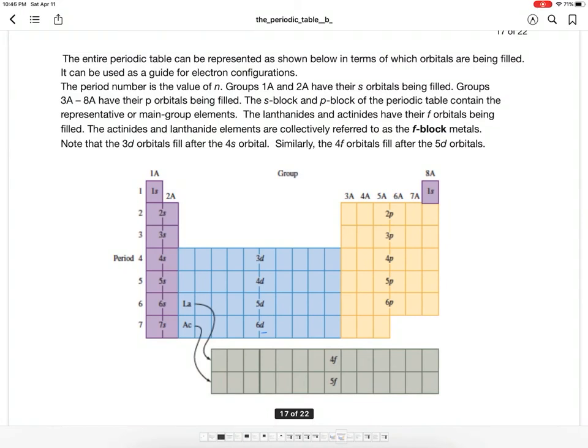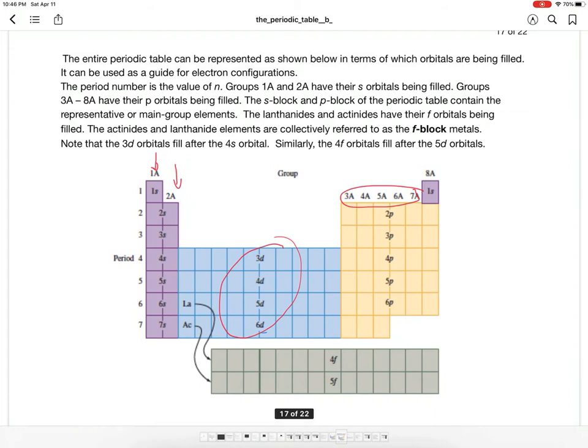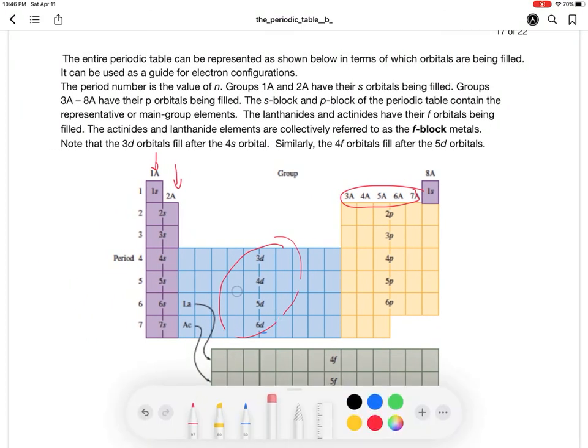Okay, and this is another representation of the periodic table based on the electron configuration. So you have groups 1A and 2A that have their s orbital filled, and these have their p orbital filled, and the elements here have their d orbital filled according to the electronic configuration.